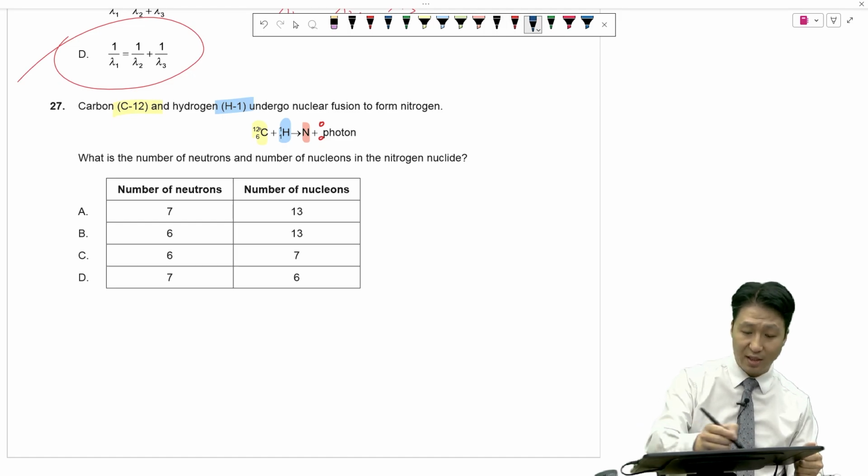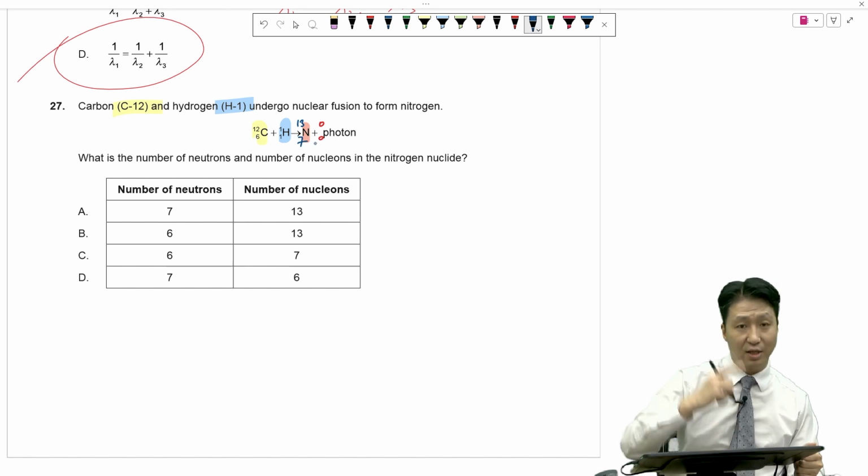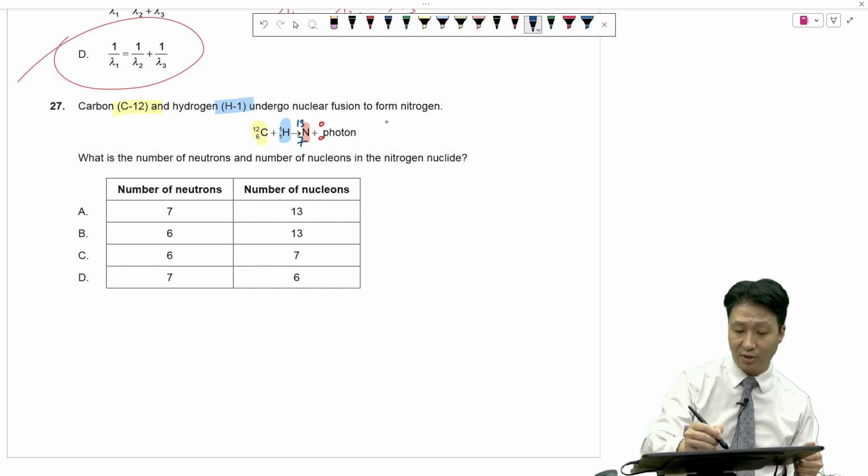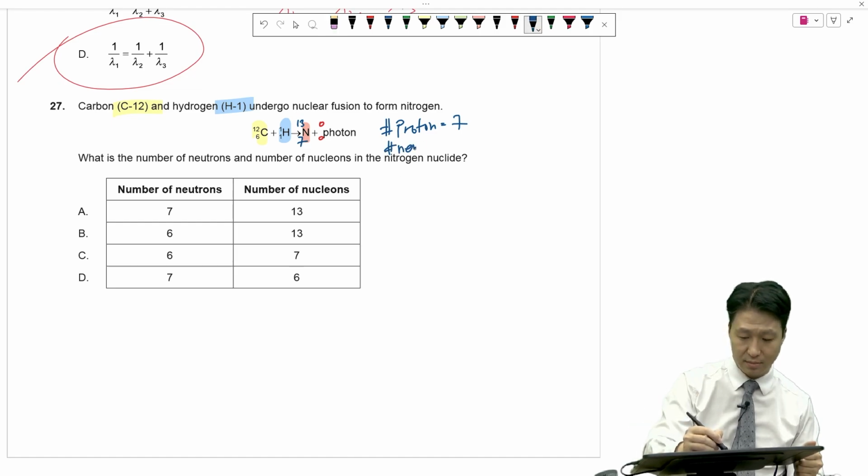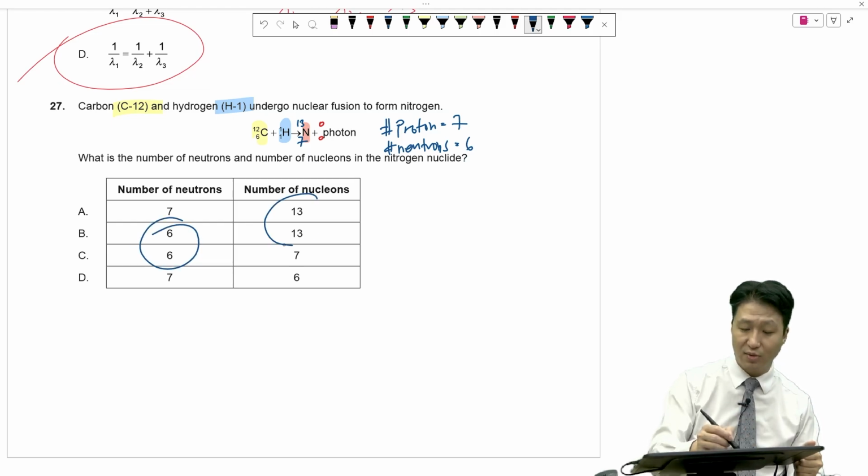What's going to happen is you have to conserve the number of baryons, so it's 12 plus 1. You're going to have 13 nucleons for nitrogen, and you have to conserve the charge. 6 plus 1 has to be 7. 13 nucleons, 7 positive charges, which means the number of protons is 7. The other 6 must be neutrons. So, number of neutrons is 6, number of nucleons is 13. The answer is B.